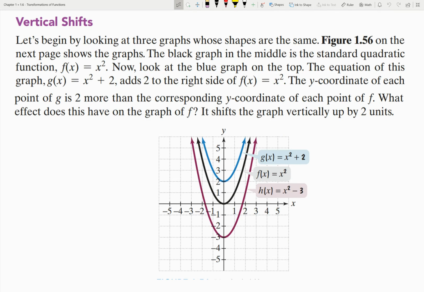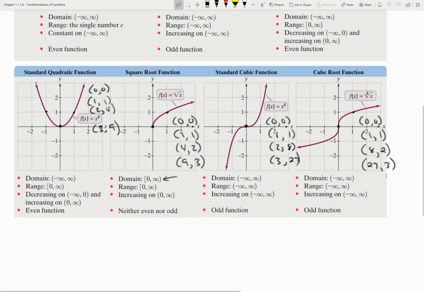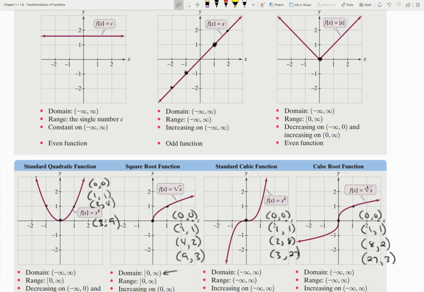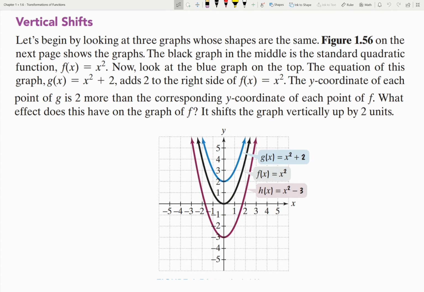So next, let's start moving these functions around. And the idea is that once we know what these all look like, before we even graph them, just by looking at the equation, if we know where they start, we can manipulate these functions and move them to different spots in the graph a little bit easier. Okay, so let's start by looking at three graphs whose shapes are the same. These three parabolas in the picture.